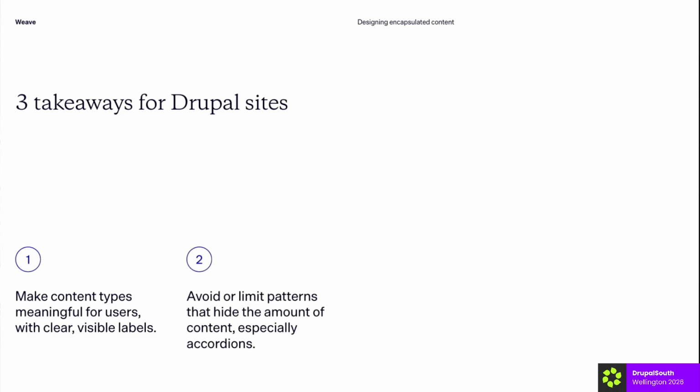Avoid or limit patterns that hide the amount of content, and especially accordions. They're everywhere on Drupal websites. We all know our organisations are not going to let us remove accordions altogether. People seem to love them, but let's at least, when we're creating guidelines, set rules around them. You can only use accordions for these purposes. You can only have this much content in an accordion, and please no nested accordions. They go one level down, that's it.